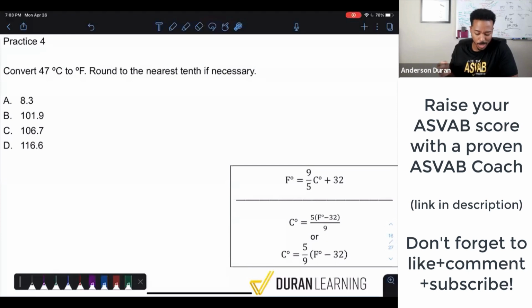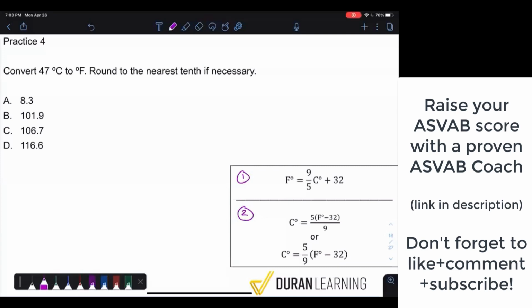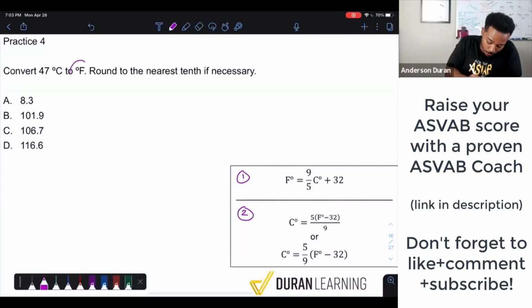So with that, guys, here we go. We're trying to convert 47 degrees Celsius to Fahrenheit, round to the nearest tenth if necessary. Everybody, Formula 1 or Formula 2? Formula 1, because we are looking for Fahrenheit.